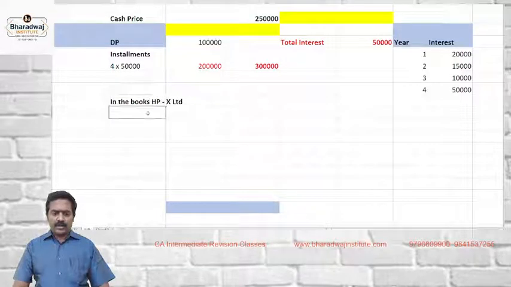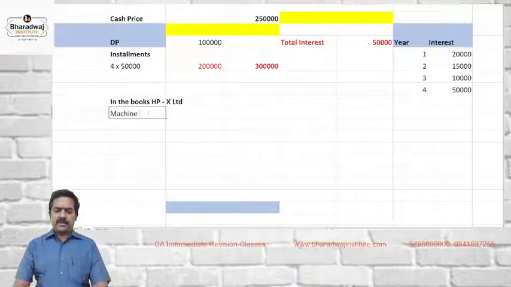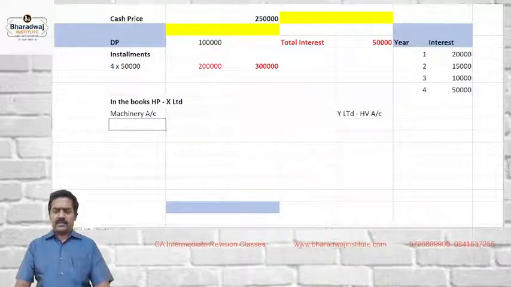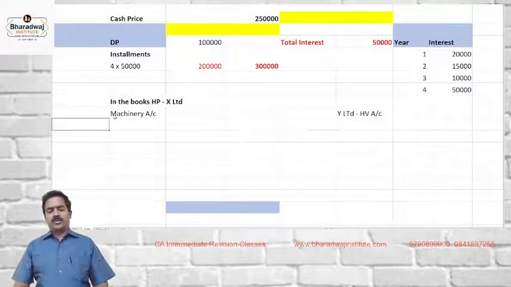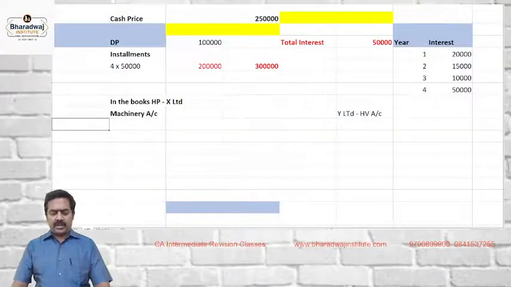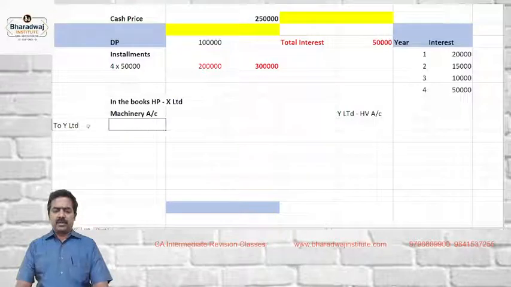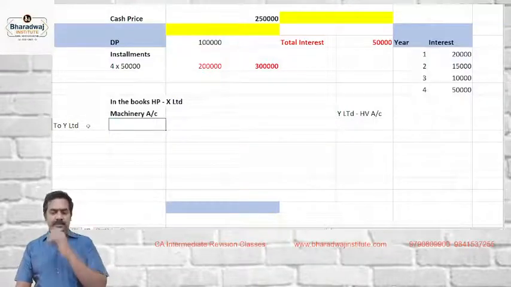Two accounts will be maintained. What is the name of the asset? Machinery account and the hire vendor account. Who is the hire vendor? Y Limited. Of course, on the debit side, Machinery account debit to Y Limited account. What is the machinery value?